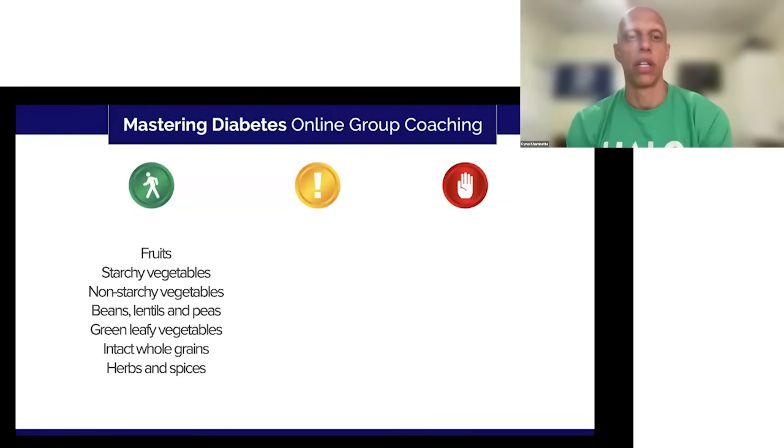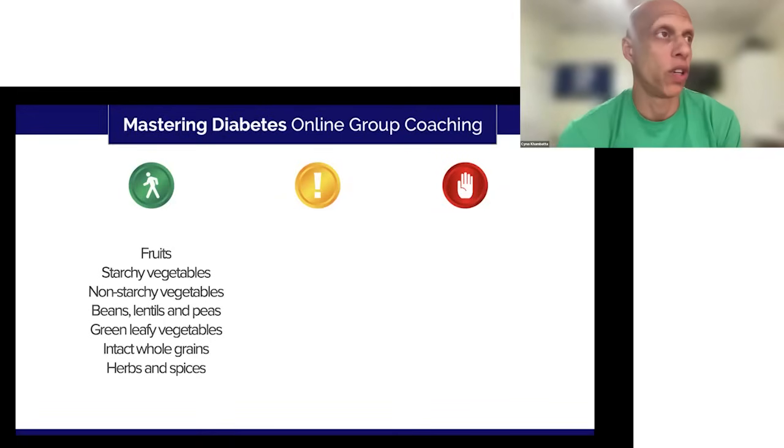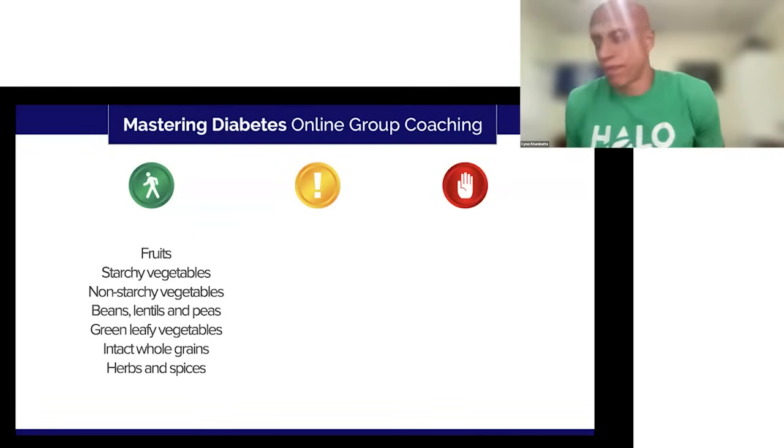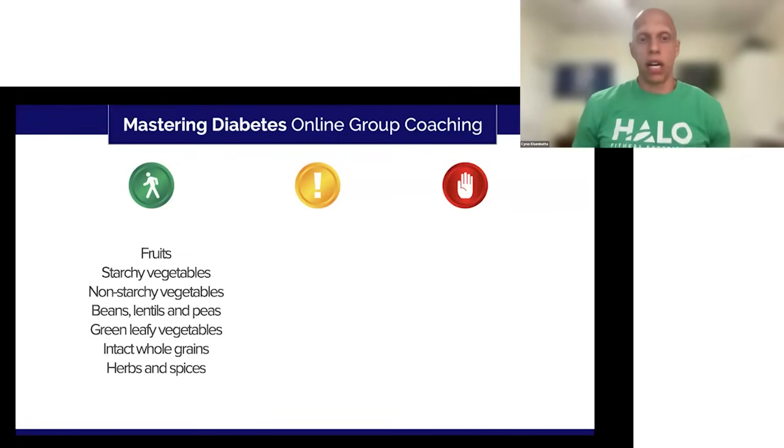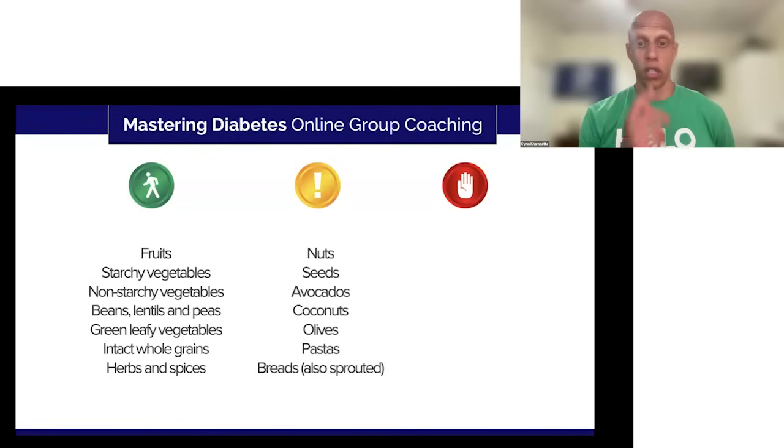Okay, categories. So first one, green light: fruits, starchy and non-starchy vegetables, legumes, green leafy vegetables, intact whole grains, and herbs and spices. So with these foods, you can pretty much eat them as much as you want or close to as much as you want. These foods have natural built-in mechanisms to make you full. And when they make you full, then they send a signal up to your brain that basically says, hey, don't eat any more food. And as a result of that, you can stop eating. So the beauty here is that when you eat these foods, it's very hard to overeat on these foods because they have so much fiber inside of them. And that fiber is a fullness and a satiety trigger that then prevents you from eating too much.